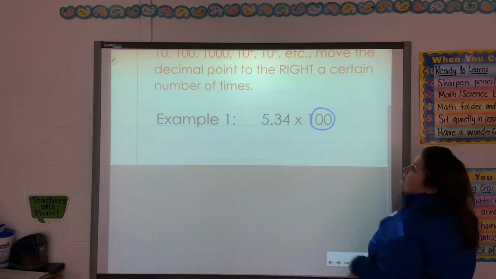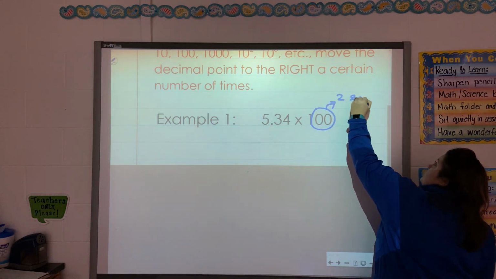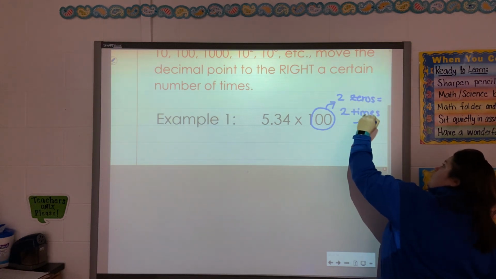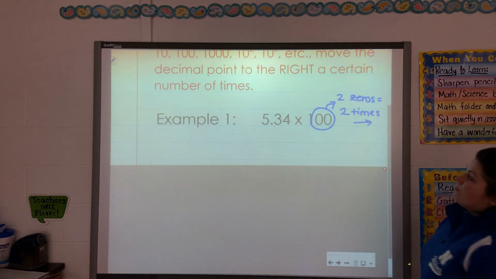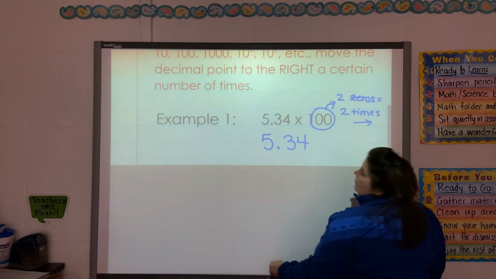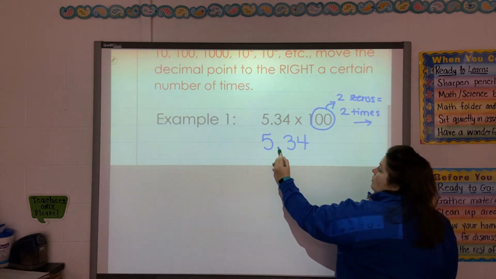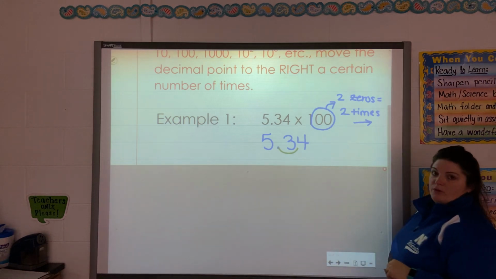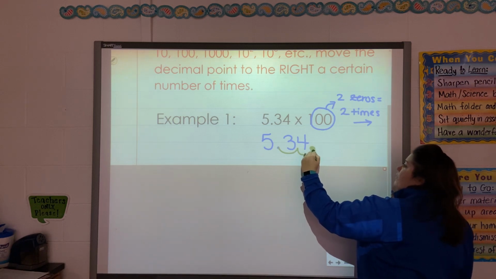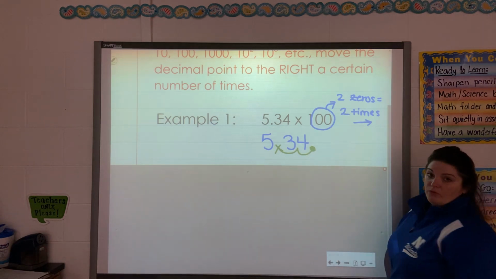In my power of 10, I have 2 zeros. That means with 2 zeros, I move 2 times to the right because I'm multiplying. So in our decimal 5 and 34/100, I need to take my decimal point and move it to the right 2 times. Once puts it behind the 3. Twice puts it behind the 4. So it no longer lives between the 5 and the 3, it lives at the end of the 4.